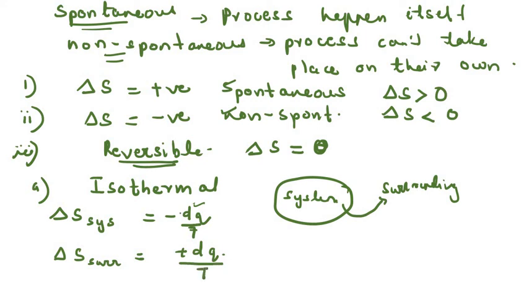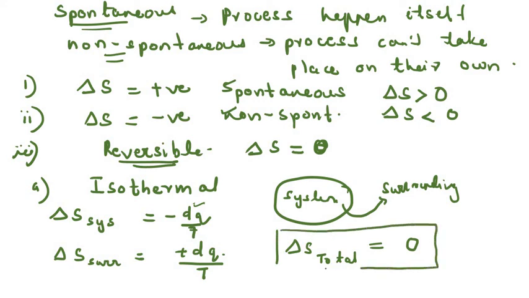So you can see that delta S system will be minus dq by T, and delta S surrounding will be plus dq by T. Now, what is the total change in the entropy? The total change in the entropy is the change of the surrounding plus the change of the system, that is minus dq by T plus dq by T. So delta S becomes 0. So for an isothermal process, the change in entropy is 0.